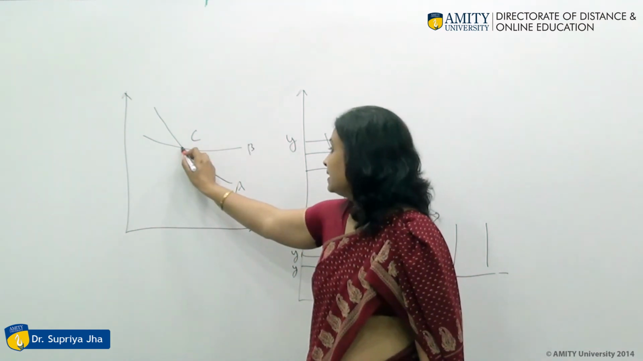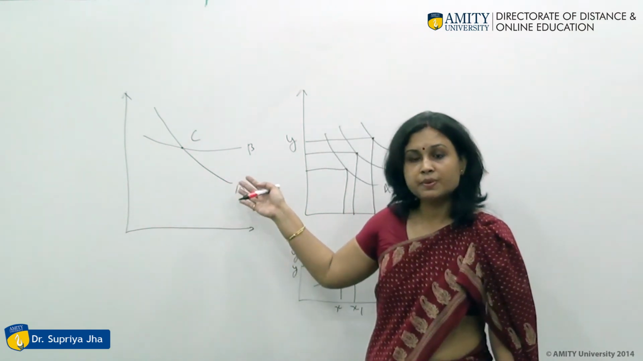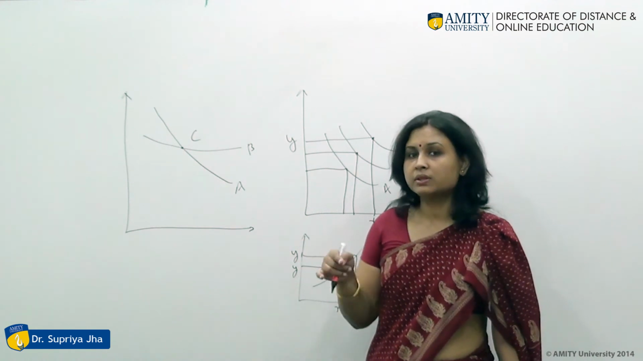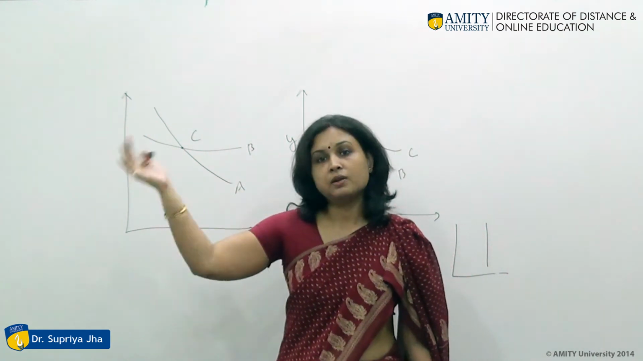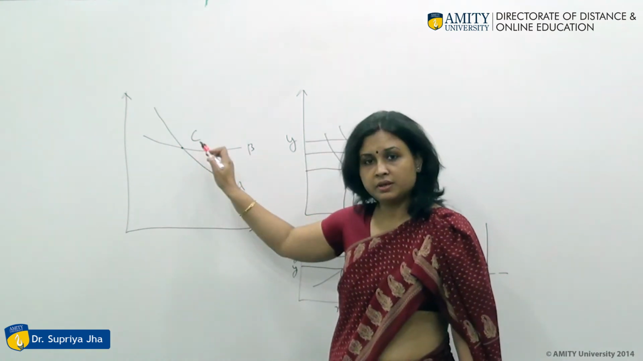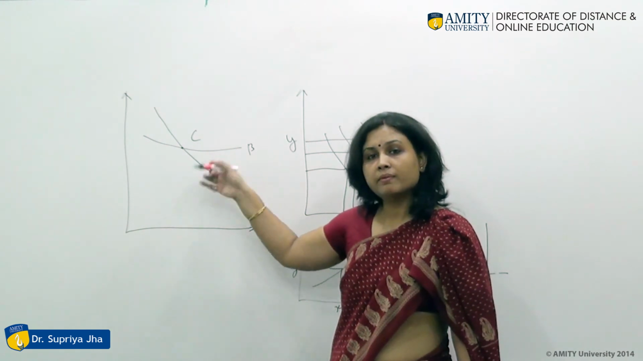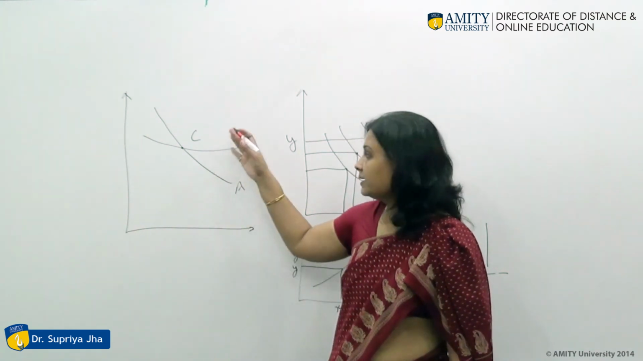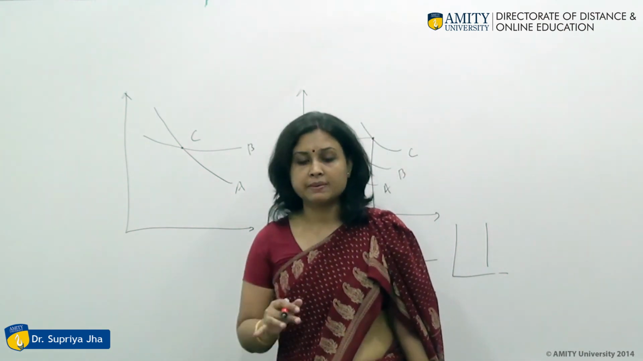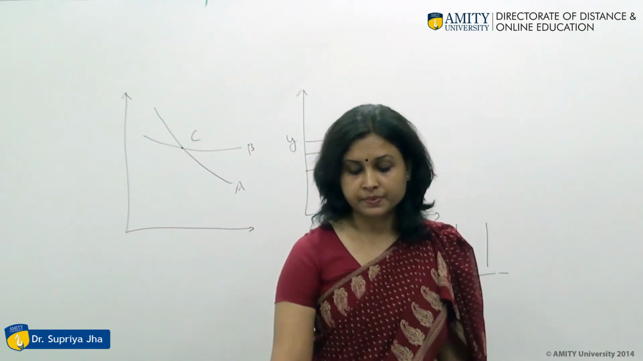So if C is on B, that means he is having less satisfaction, because it is a lower indifference curve. So it is not possible to be on the higher indifference curve and the lower indifference curve at the same time. Point C would tell us that the consumer is present on the higher indifference curve as well as on the lower indifference curve, at the same time. It's not possible. So the third property is that indifference curves do not cross.